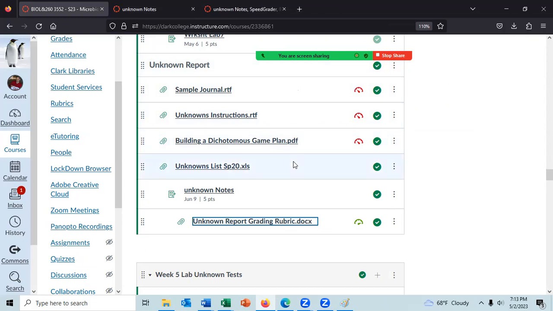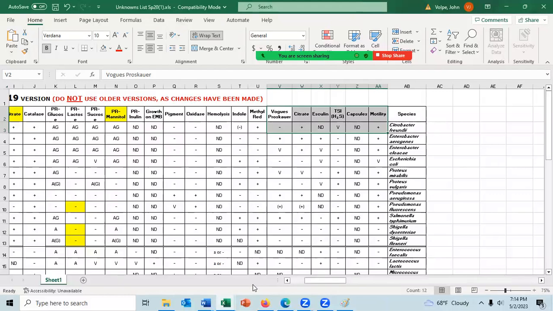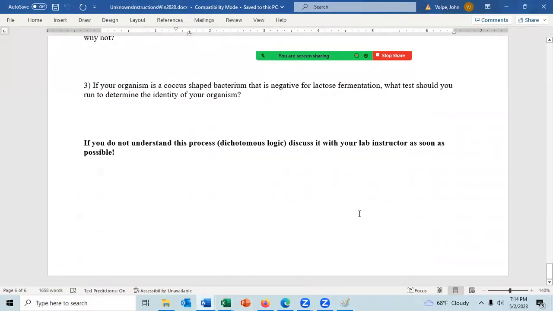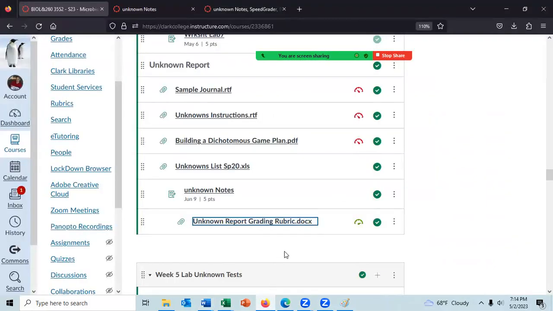All right. Let me see what else I want to talk about with the project, and then we'll talk about what some of these are. Actually, that's it for the project. Any questions about the project? All right, let's get to the sample journal.